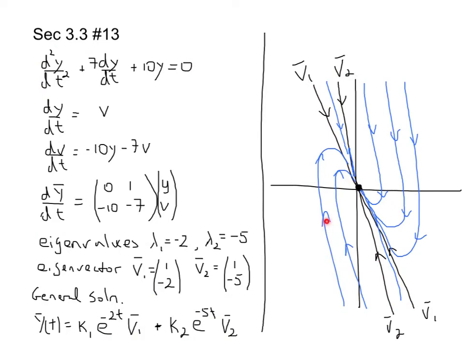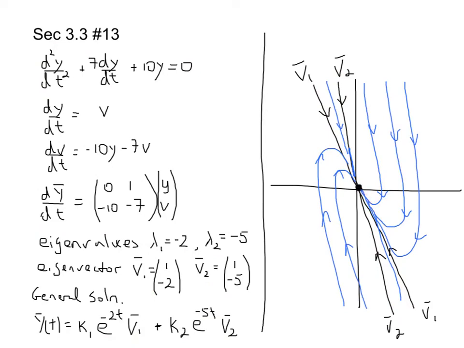Here we're in the v2 direction, but now we start to turn and we end up in the v1 direction. From the other side, again, we're coming in parallel to v2, and then we turn towards the origin and we approach it in the direction of v1.